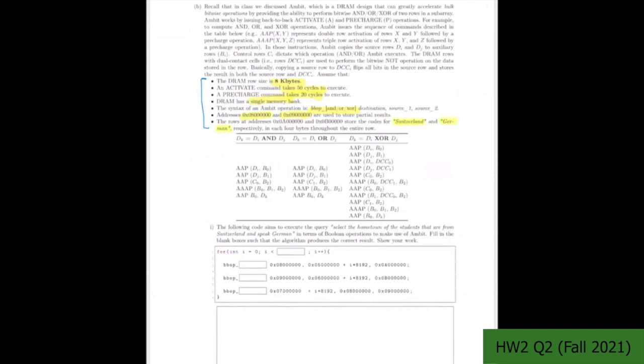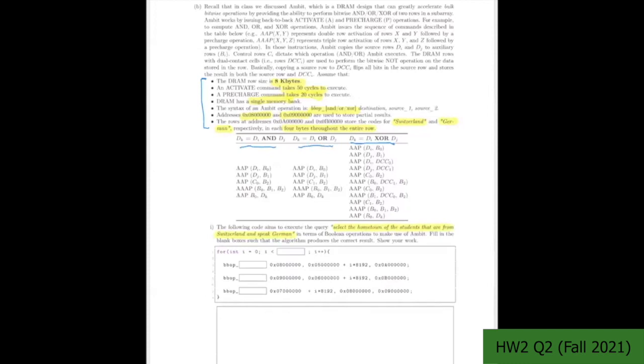And also it says that each of those elements is stored in 4 bytes throughout the entire row. So over here we have the sequence of AAPs that are used to do the Ambit AND operation or XOR operation. And then the question starts. The following code aims to execute the query that you were trying to accelerate before: select the hometown of students that are from Switzerland and speak German, in terms of Boolean operations to use Ambit. It asks you to fill the boxes such that the algorithm produces the correct result. There are 4 boxes here.